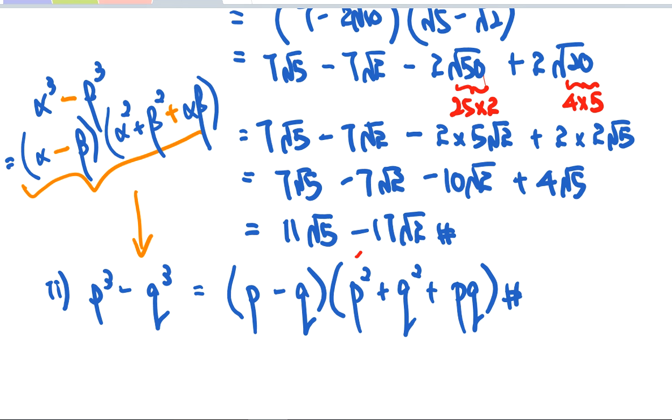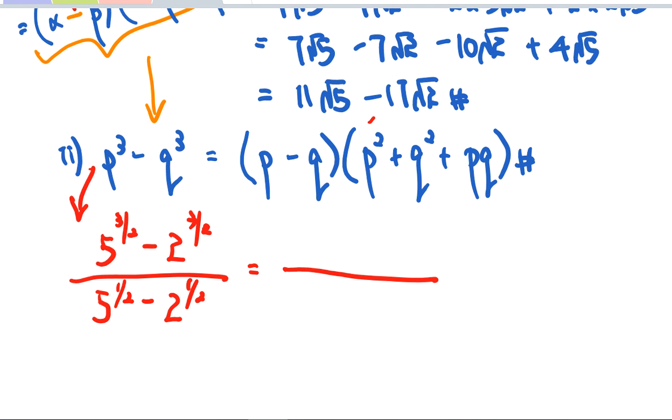They ask you to go and factorize P cube minus Q cube. You must be able to relate back to your sum and product of roots. But take note, your sum and product of roots, you are more familiar with this one. When it's plus, this will be plus, this will be minus. But today, they want the difference of the cube. So you need to use the one in orange, not the one in red.